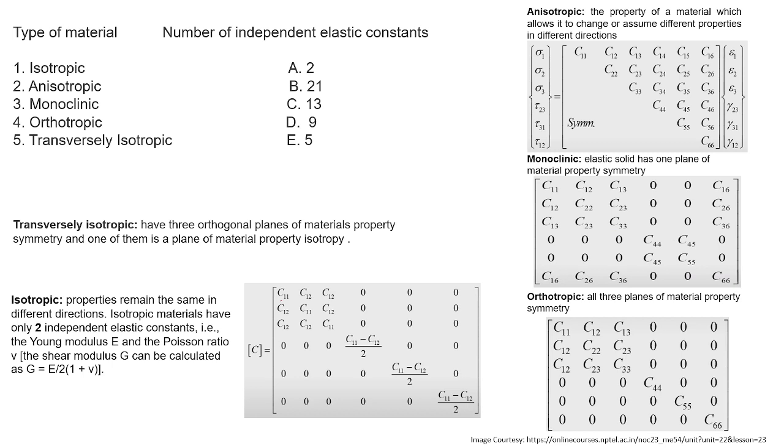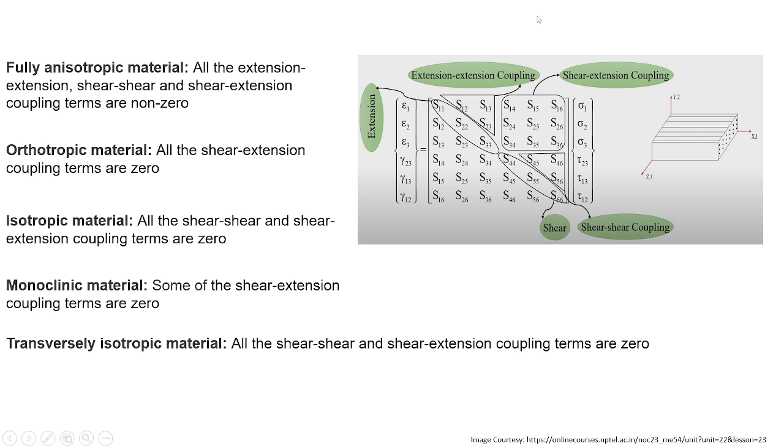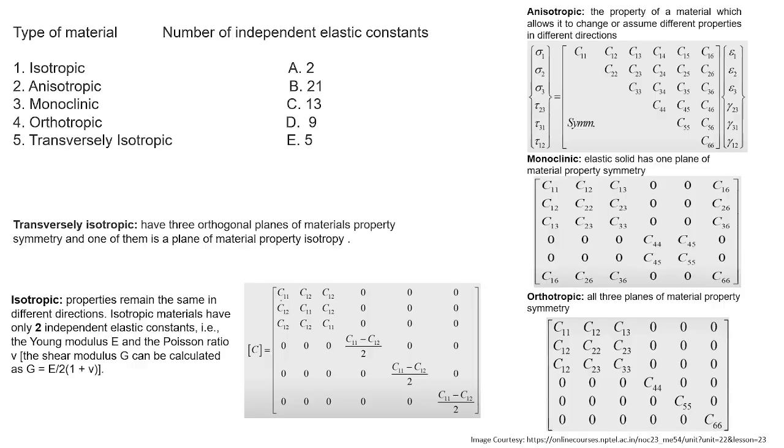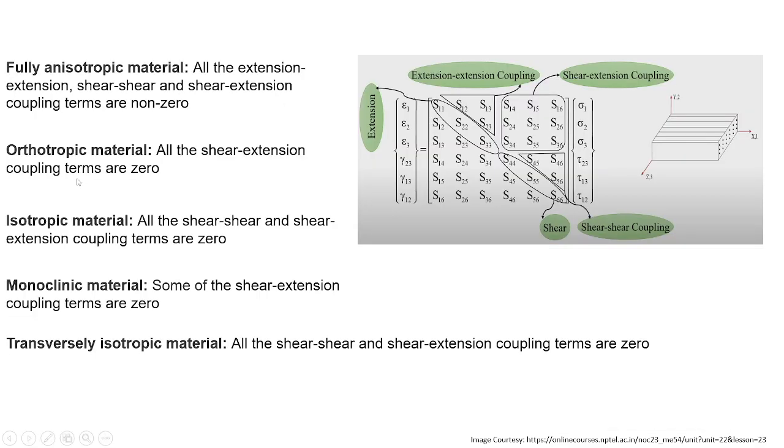So if the independent elastic constants are decreasing, some of the coefficients will become 0, and each material can be defined according to which coefficients are getting 0. As you can see, for a fully anisotropic material, all these coefficients will be non-zero, so the whole matrix will be a non-zero matrix. Whereas then comes the orthotropic material, which has 9 independent variables. So here all the shear extension coupling terms will be 0.